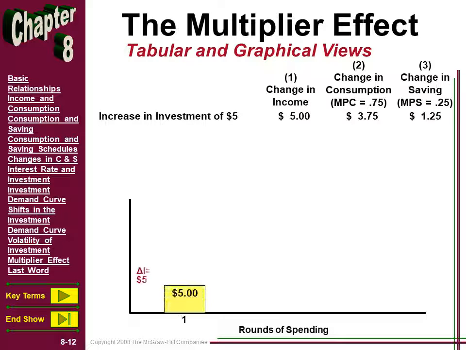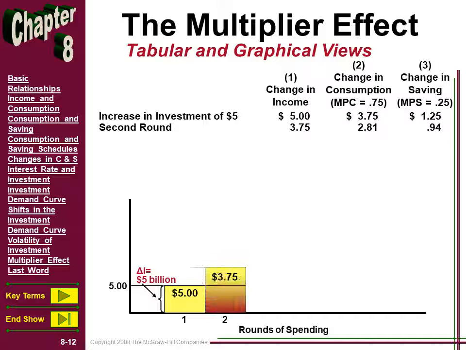Let's assume that investment spending increases by $5 billion. So a company spends $5 billion refurbishing a large factory. There's the initial change in spending. Let's assume that the company who receives the contract will ultimately spend 75% of the $5 billion. That works out to be $3.75 billion.